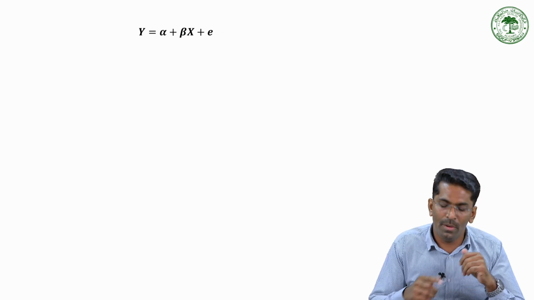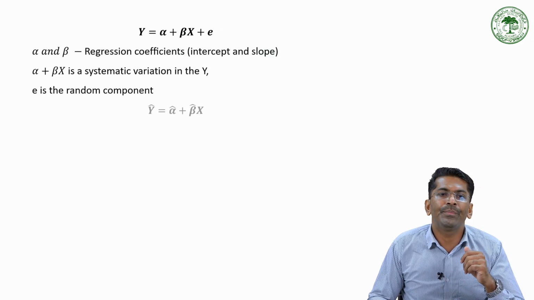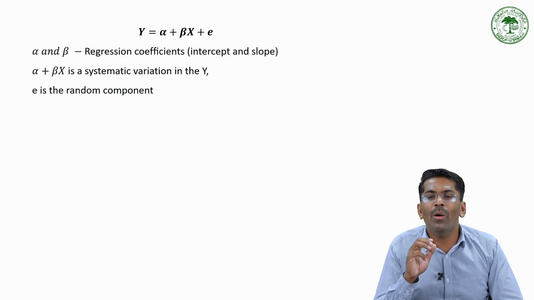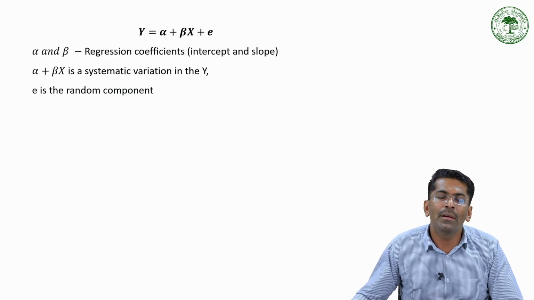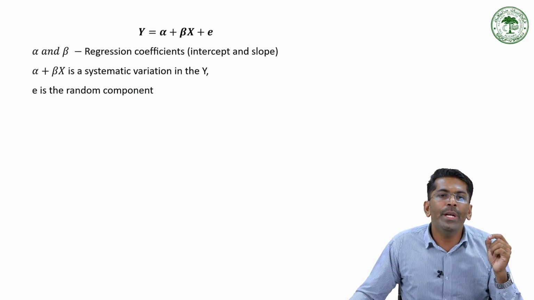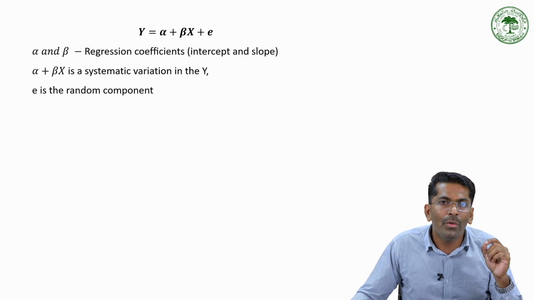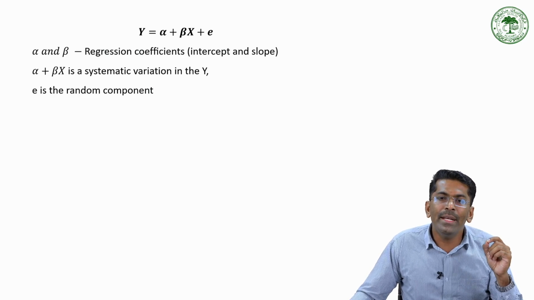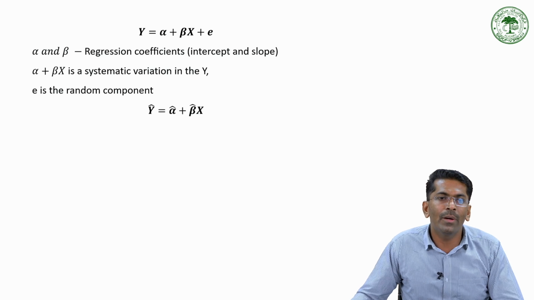So using a sample of n observations, that is x1 y1, x2 y2, up to xn yn, we are going to estimate alpha and beta using the least square method. The least square method is a technique that minimizes the sum of squared residuals. The estimate is generally denoted by y hat, which is equal to alpha hat plus beta hat x. See here, alpha hat is the estimated intercept term, and beta hat is the estimated slope.